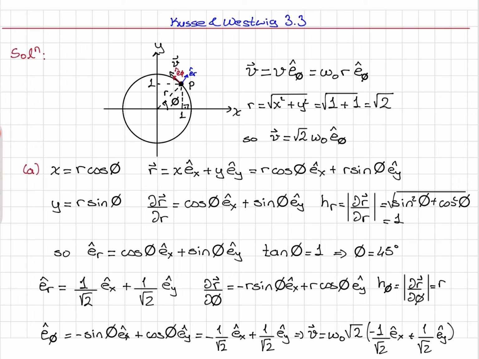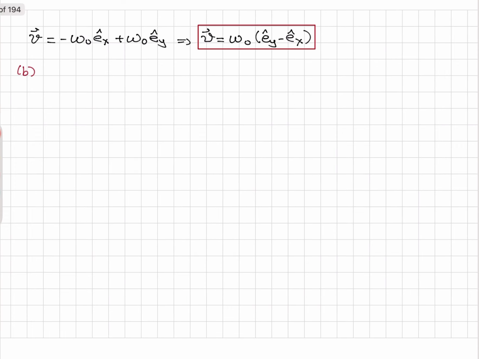at the beginning. So we talked about the transformation between polar coordinates and Cartesian coordinates. r is the square root of x squared plus y squared, which is square root 2. So it's omega 0 r in e phi hat direction. So we can just write the answer here in polar coordinates. The velocity vector is square root 2 omega 0 in e phi hat direction.